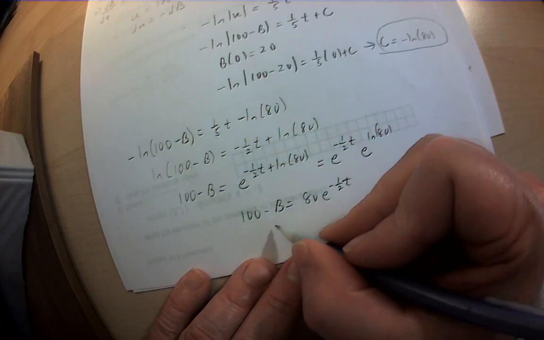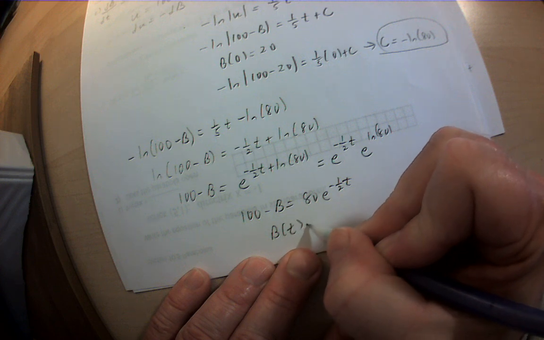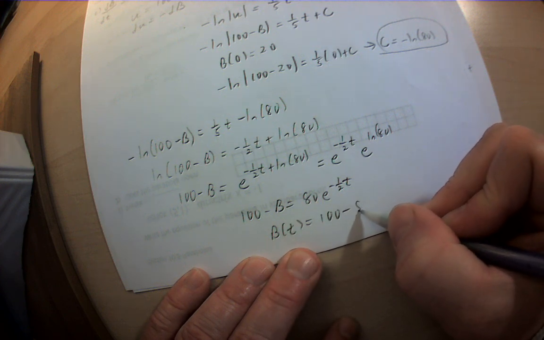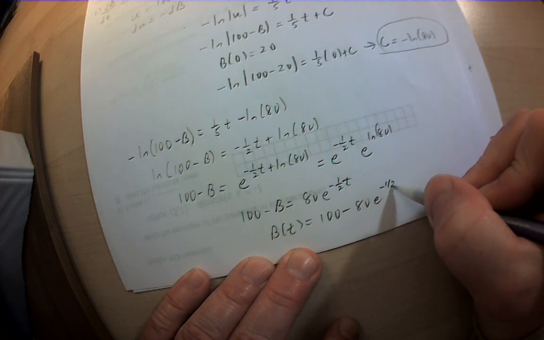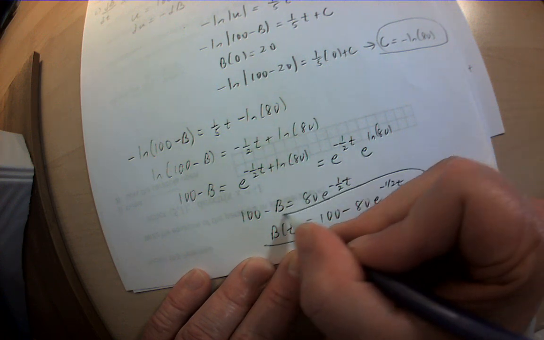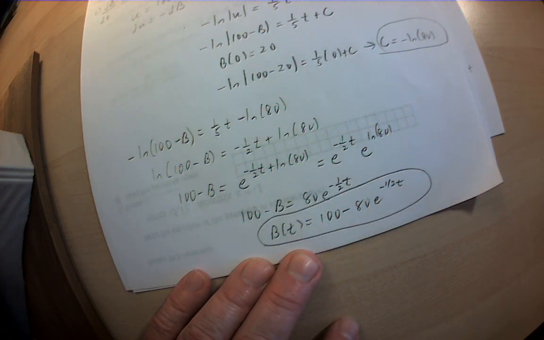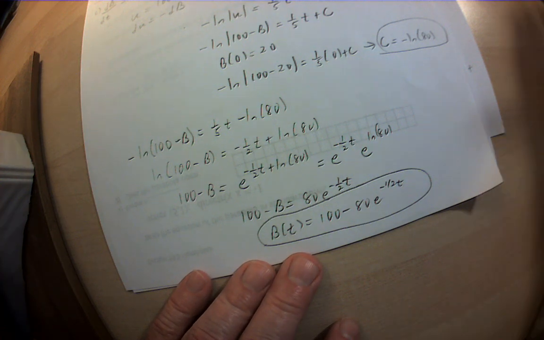So if I rearrange to get b by itself, I get b of t equals 100 minus 80 e to the -1/5 t. That's the answer. Let me check. They got the same thing I did. That's the whole problem.